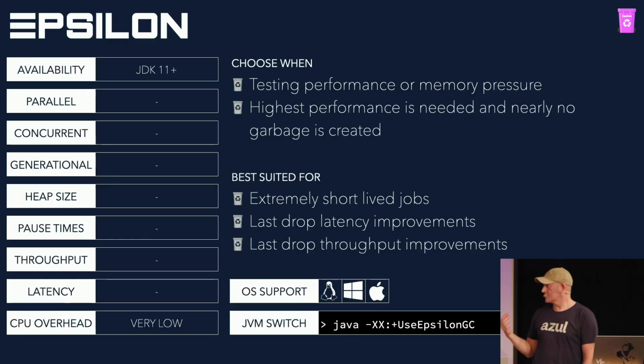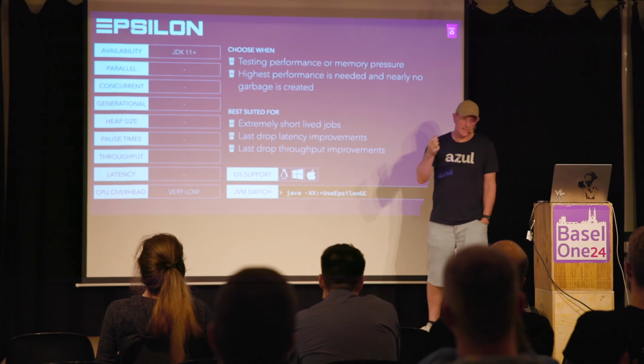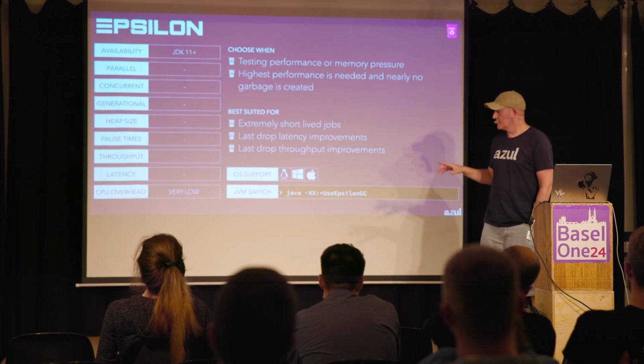Because if I, for example, have a very small microservice and I know exactly how much memory this service needs or uses at runtime, there's no need for garbage collection, okay? So that means this is the best thing you can do. With the biggest problem, because if you run out of memory, exception. There's no garbage collection at all with this one. That means you can use it for extremely short-lived jobs. If you really need the last drop of latency, then this is perfect.